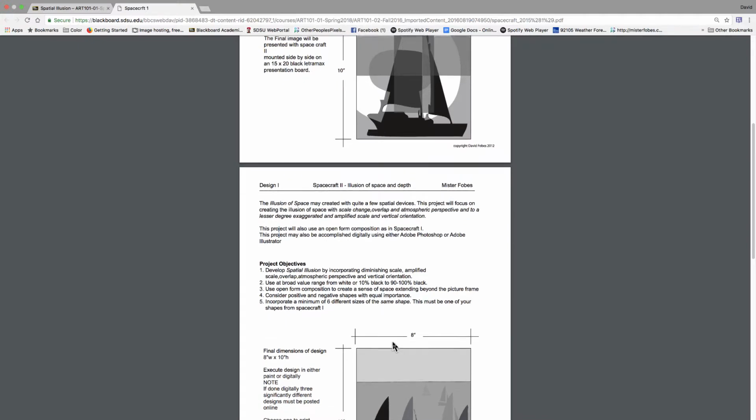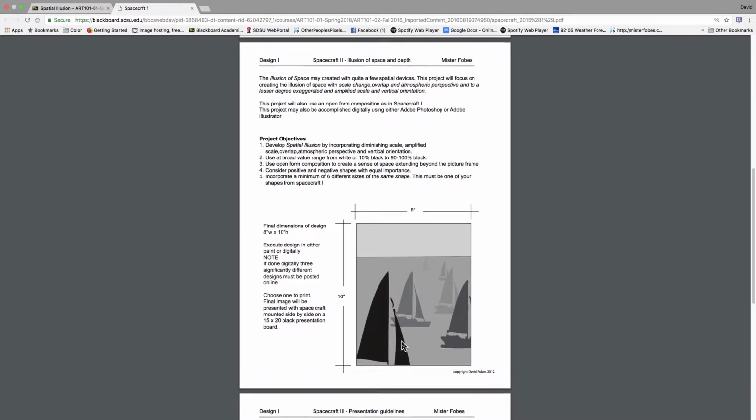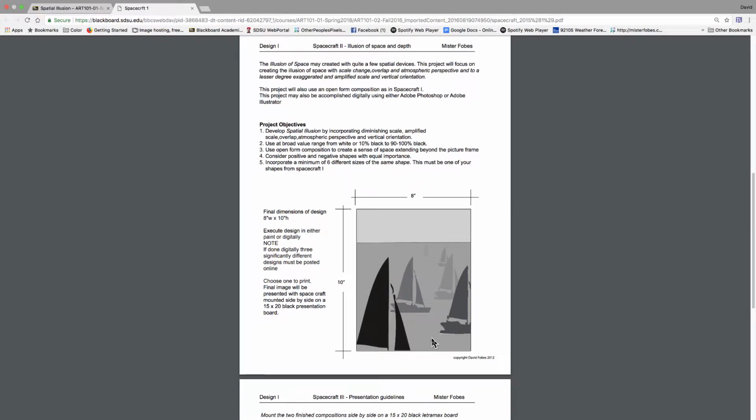All right. The other part we're going to do is illusion of space and depth. And the last mini lesson talked a lot about that. That's going to be 8 by 10. And again, we're going to work with probably 6 or 7 different shapes. They don't have to be exactly the same shape, but they should be related, so that when you do scale change, that works really well.